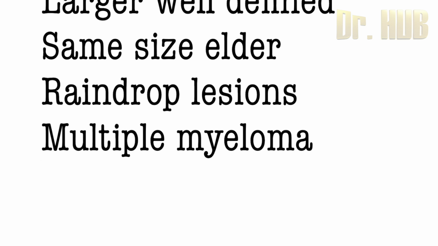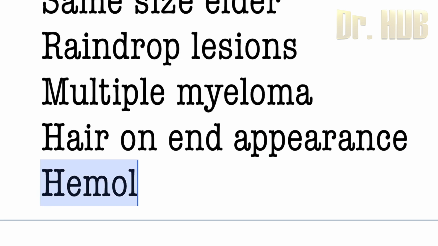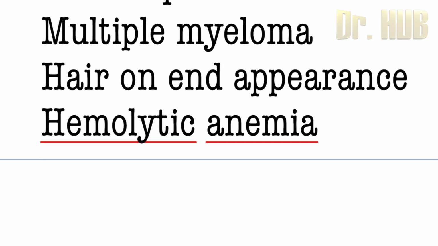Lastly, the crew cut or the hair on end appearance. This is seen in case of hemolytic anemia. This is very important: hemolytic anemia, that is sickle cell anemia, thalassemia, as well as G6PD deficiency.